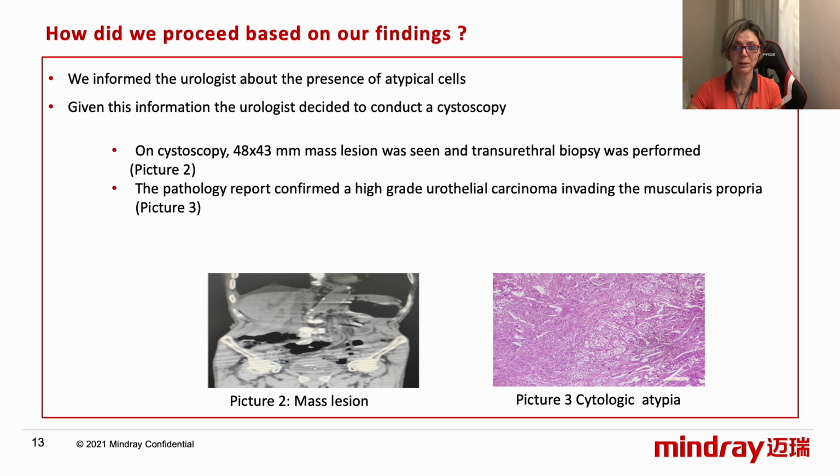On cystoscopy, a mass lesion was seen, and transurethral biopsy was performed. The mass was detected as seen in picture 2. It was reported as a high-grade urothelial carcinoma invading the muscularis propria as shown in figure 3.